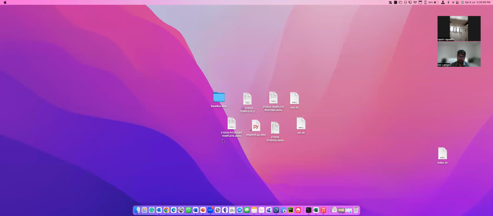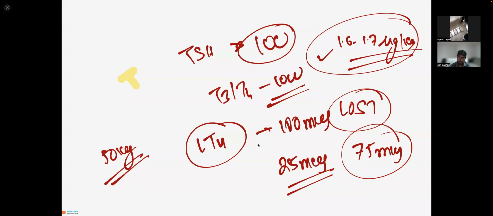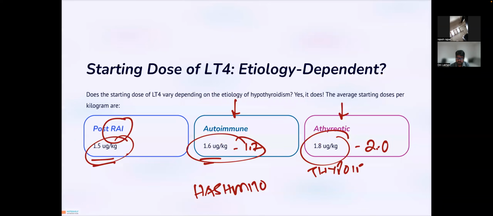The question is, in elderly patients, in patients with CAD, do we start with these doses only? Good question, sir. I'll address this question right away. I think this is a very important question, right? Well, I was going to come to that, and that's a very important nuance. So let's take this point here itself, right?